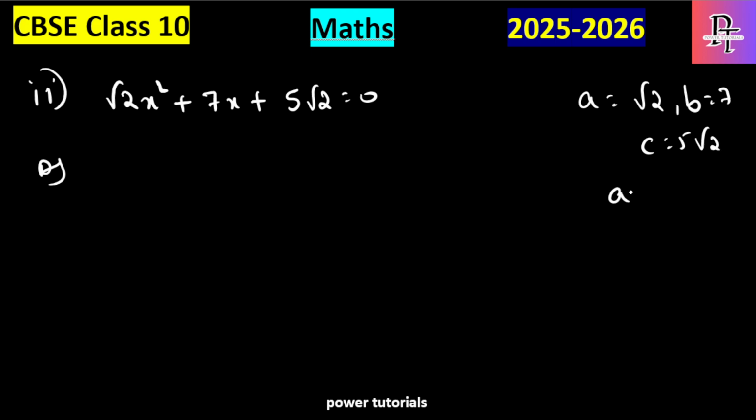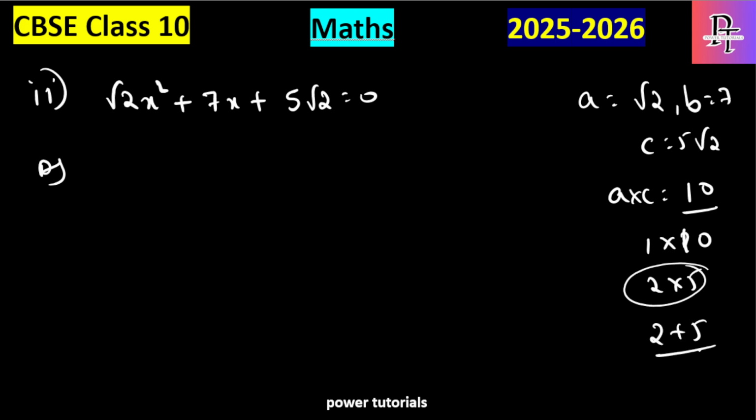What is A into C value? A into C we got as 5 into 2, which is 10. Why is it 5 into 2? Because root 2 into root 2 is 2. So we got AC as 10. What are the factors of 10? Again the same values, 1 into 10 and 2 into 5. We want 7 as the sum. 1 plus 10 or minus 10, we cannot get 7. The only possibility is 2 plus 5, which will get us 7.